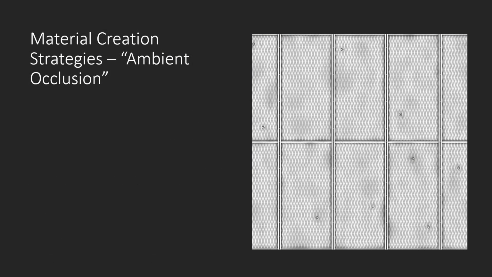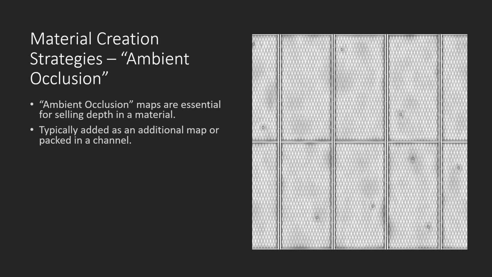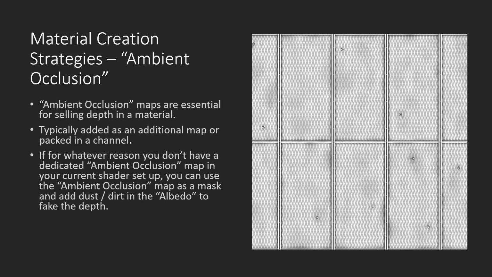All right, so as far as the ambient occlusion, this is essential for selling depth in a material, but every game engine's different, right? So you might have this loaded up as its own map, or it might be packed into a channel. And some engines, you just don't get an AO slot for whatever reason. It could be budget or whatever.